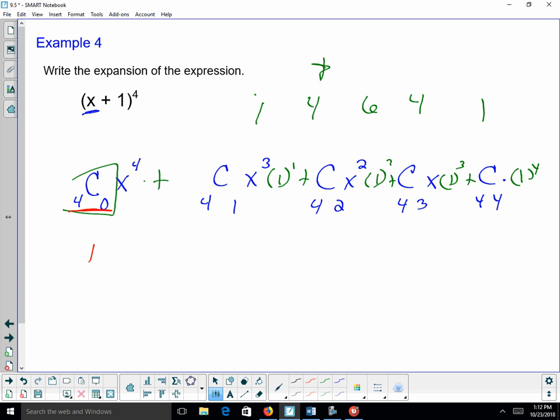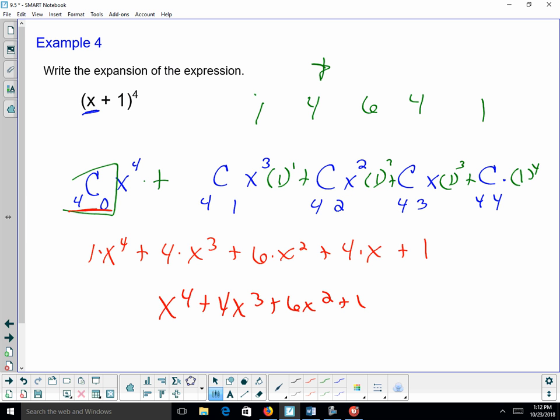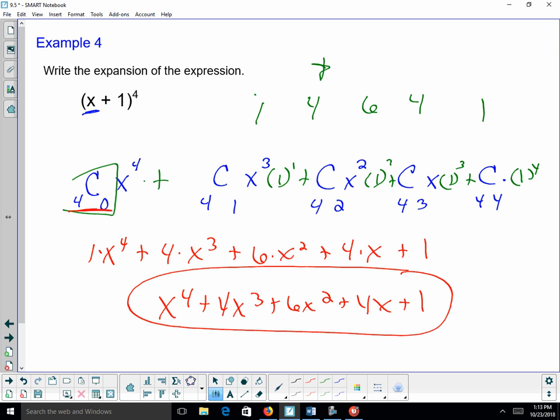So this will be 1 times x to the fourth, plus 4 times x to the third, plus 6 times x squared, plus 4 times x plus 1. So my final answer will be x to the fourth plus 4x to the third plus 6x squared plus 4x plus 1. And so instead of actually taking x plus 1 times x plus 1 times x plus 1 times x plus 1, I've expanded the binomial using Pascal's triangle or combinations in the pattern that I just learned.